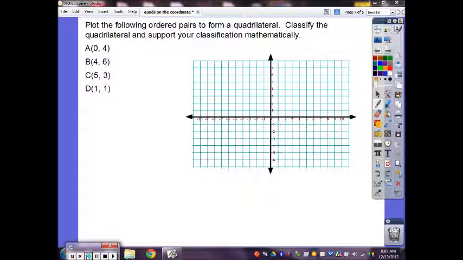Problem, it says plot the following ordered pairs to form a quadrilateral. Classify the quadrilateral and support your classification mathematically. So first thing I'm going to do is plot the points and label them as I go.